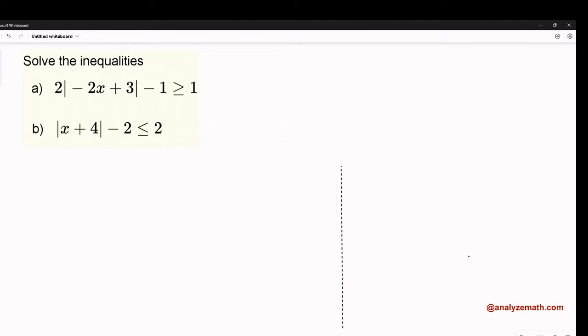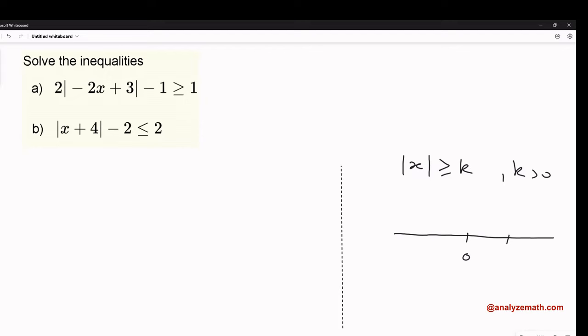In this video, we're going to solve inequalities with absolute value. Before we solve our inequalities, let's solve a very simple inequality, something like absolute value of x greater than or equal to k, where k is a positive number. Now, let's look at this on the number line.